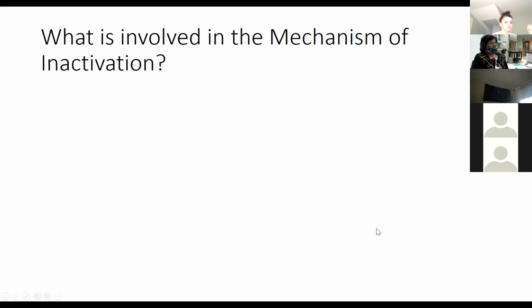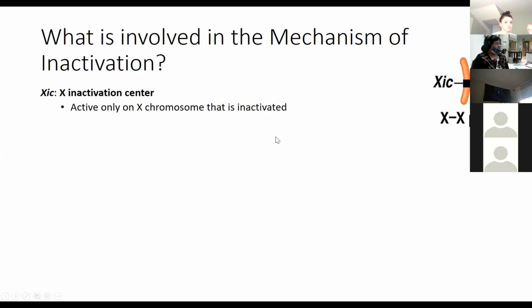So the mechanism of inactivation. Essentially there is an X inactivation center that's called XIC. It's on the X chromosomes themselves. It's only active on the X chromosome that's inactivated. So the X inactivation center is activated on the X chromosome that is inactivated. In this case, it contains several genes important for inactivation.